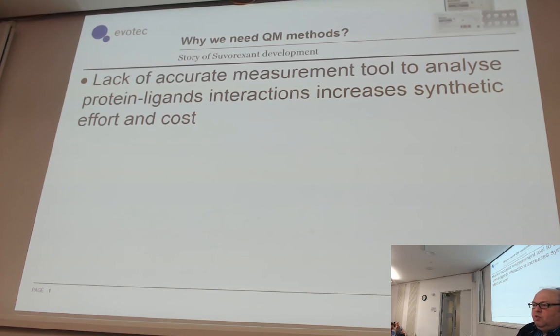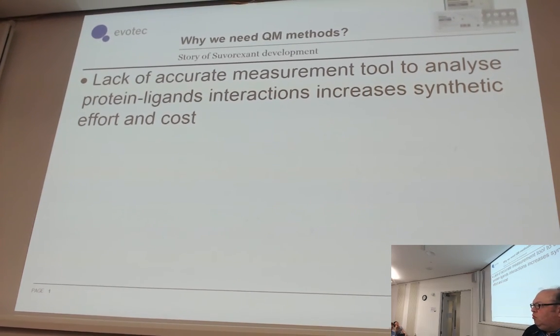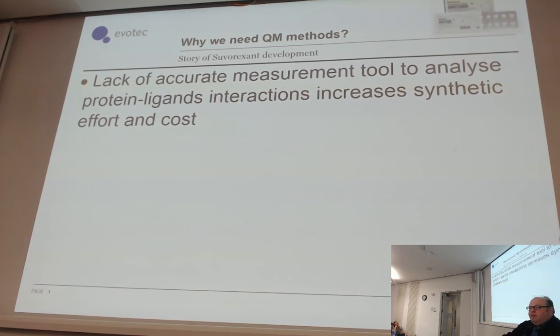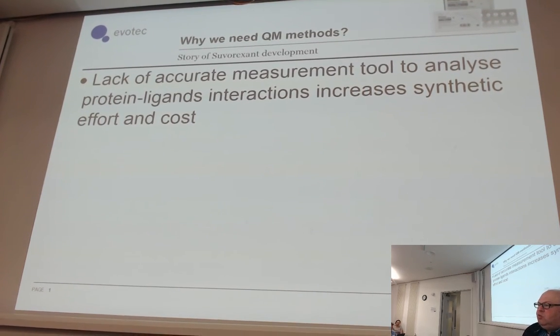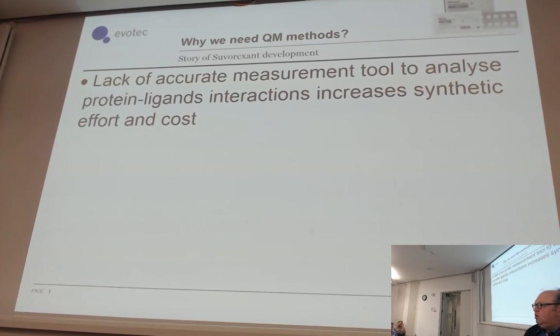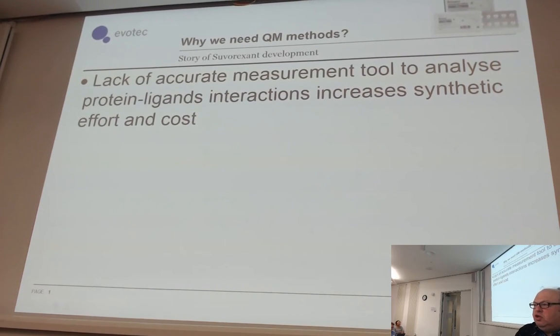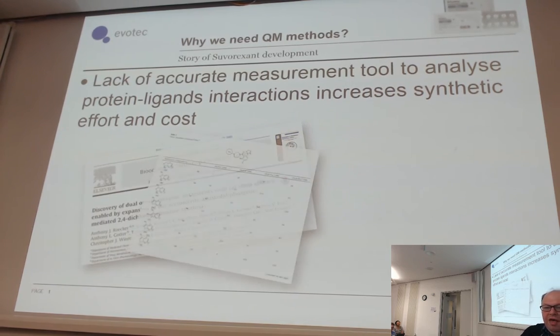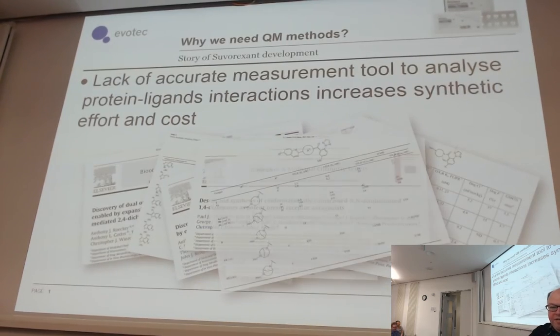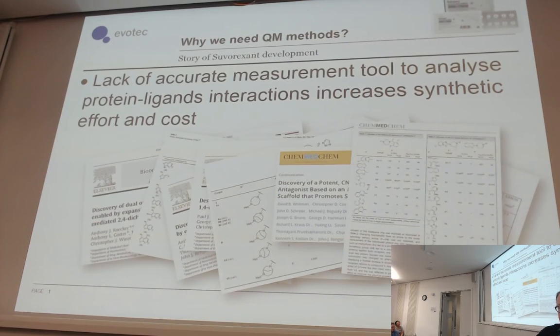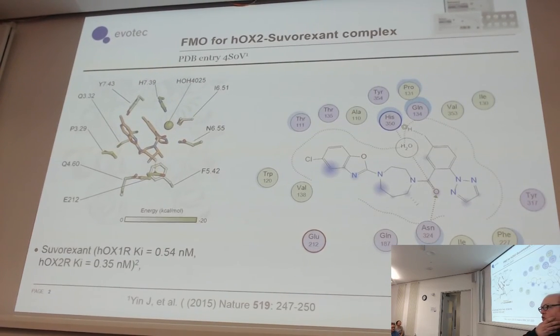The key message of what I was going to say is that if you don't have a method that will help you to understand the interaction between the protein and the ligand, you will do a lot of effort to optimize your compound. And if you look at the publications on the development of this drug by Merck, you can see a lot of effort. And this is only part of the publications.